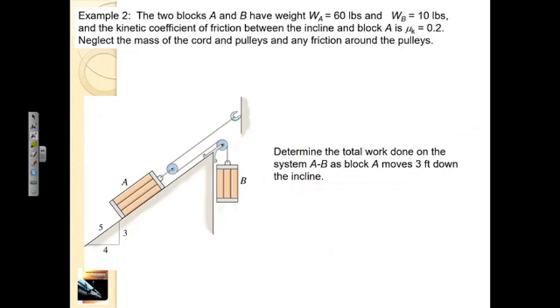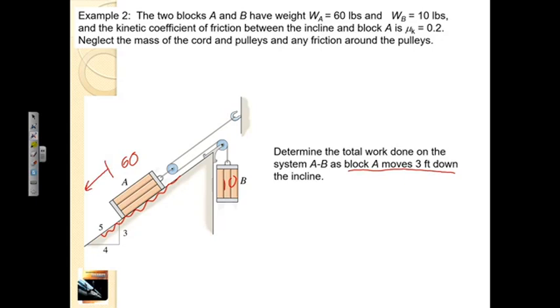All right. One more example just so everyone leaves happy and fulfilled. Here we've got two crates. I got a block A and a block B. Block A weighs 60 pounds. Block B is a little guy, only weighs 10 pounds. And we have a kinetic friction coefficient between the incline and block A, so it's sliding here, of 0.2. We're going to neglect the mass of the cord and the pulleys and any friction around the pulleys. So determine the total work done on system AB as block A moves 3 feet down the incline.